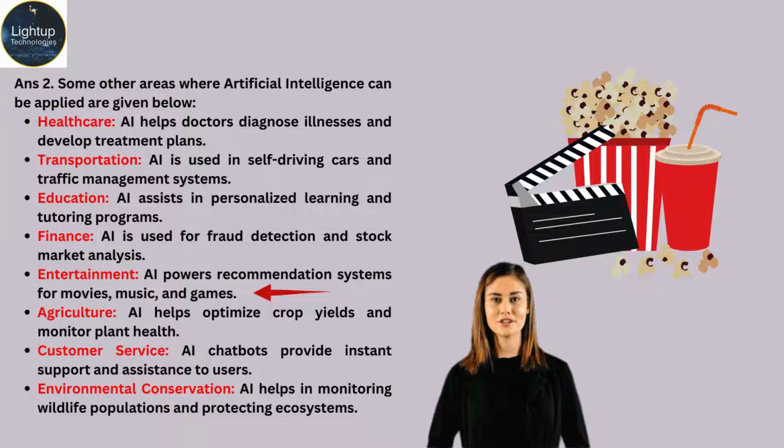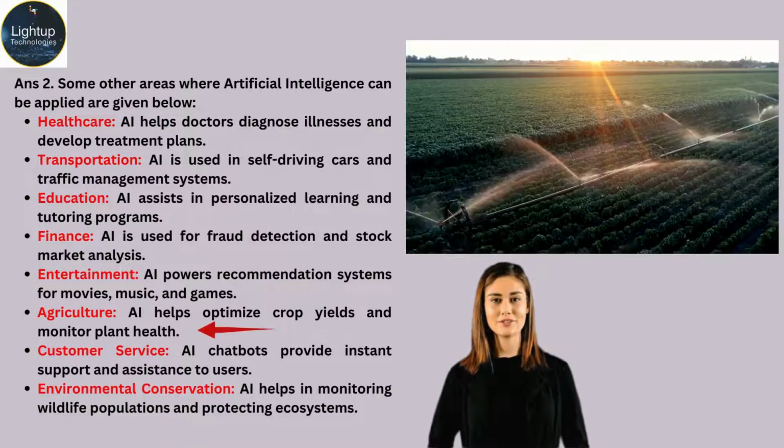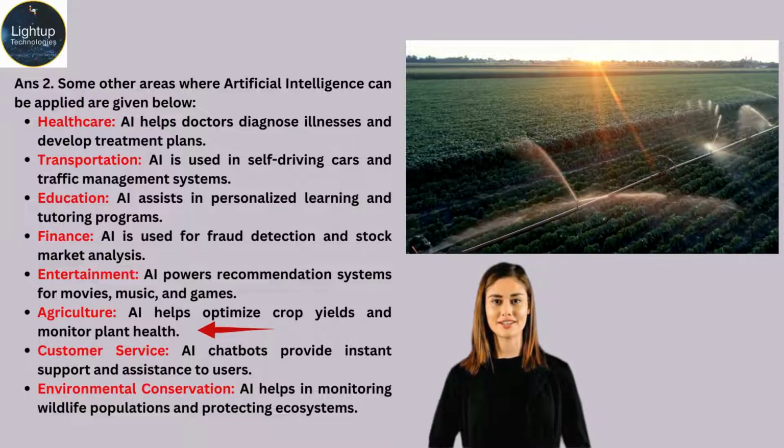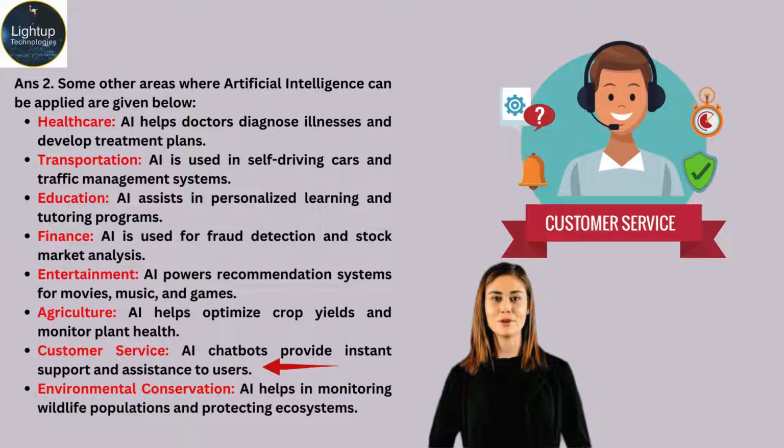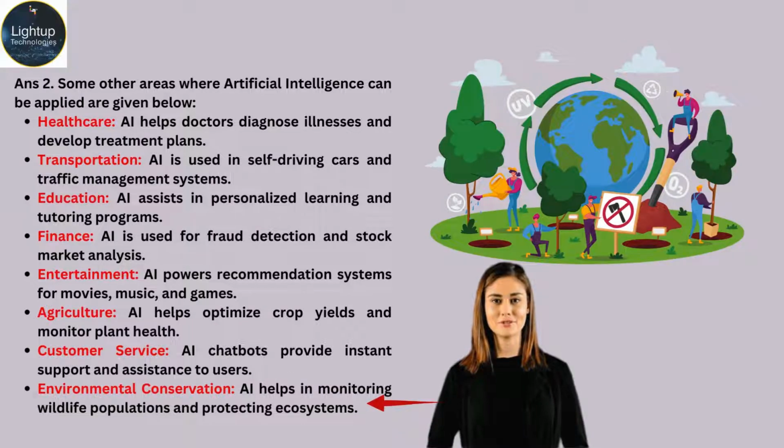Fifth, entertainment. AI suggests movies, music, and games. Sixth, agriculture. AI improves crop yields and monitors plant health. Seventh, customer service. AI chatbots offer instant support. Eighth, environmental conservation. AI monitors wildlife and ecosystems.